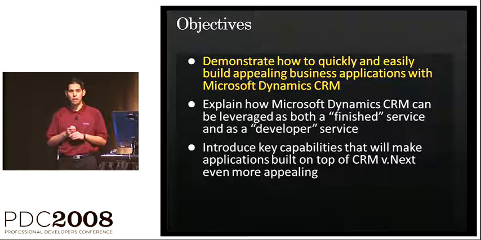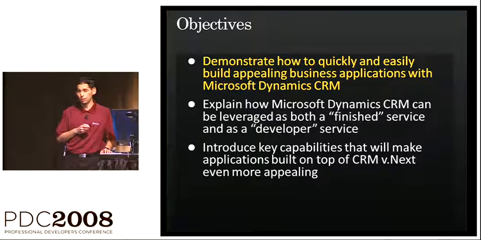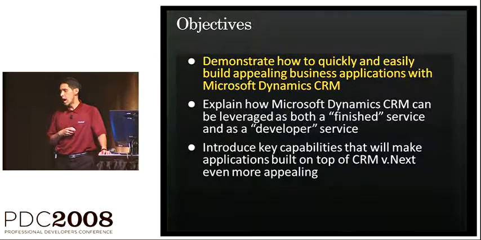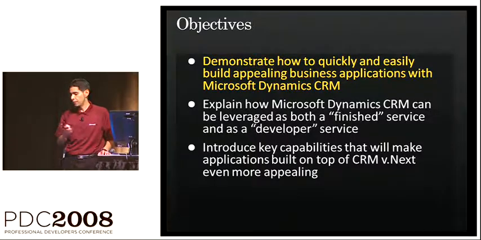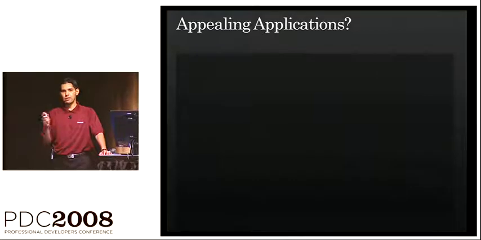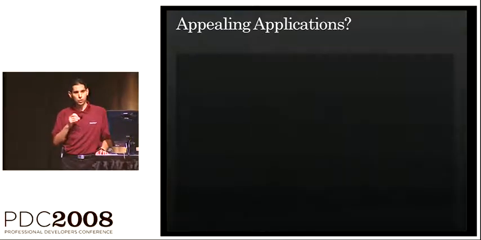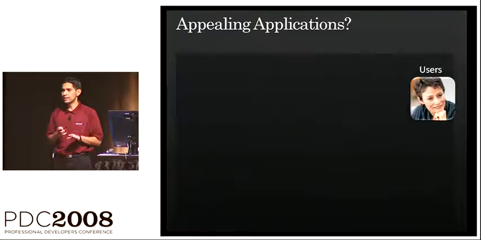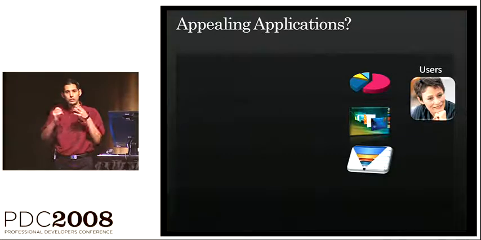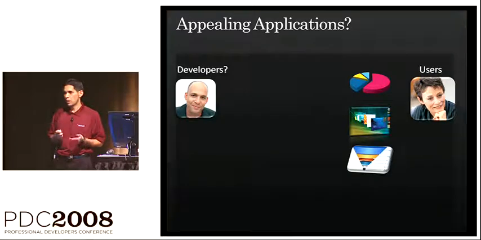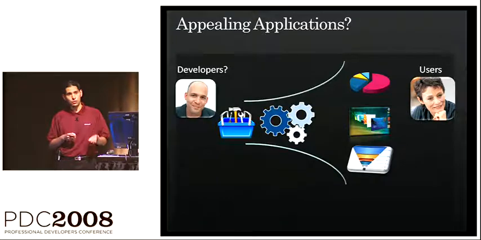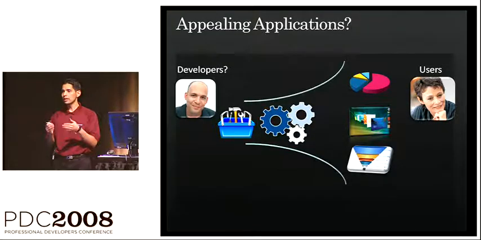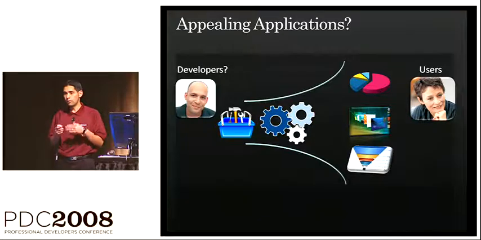So let's jump right away and start with the first objective, demonstrate how you can quickly and easily build appealing business applications on top of Dynamic CRM. First, let's try to define what we're talking about when we refer to appealing business applications. We usually think about end users and things like charts, 3D, productivity tools for end users. But my question here is, what about developers? What about making the tools and the engine that developers use appealing so that they can quickly and easily build applications on top of our platform?